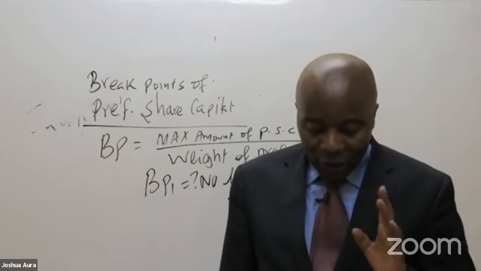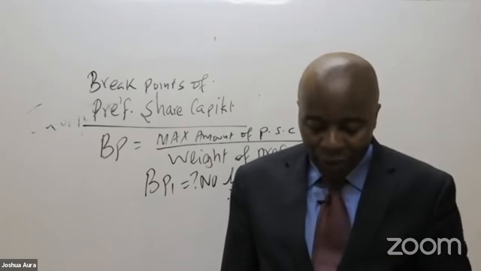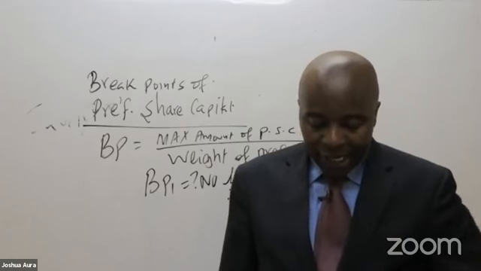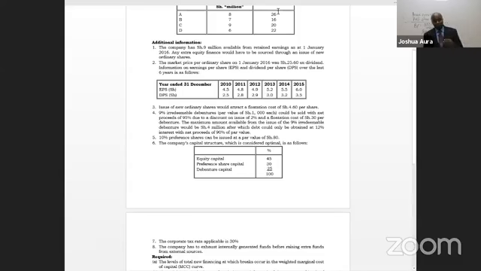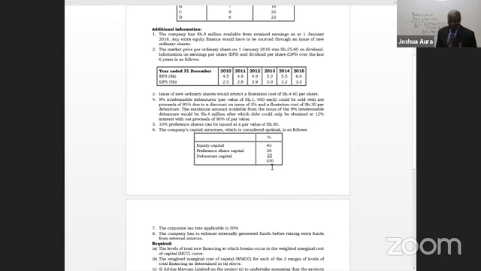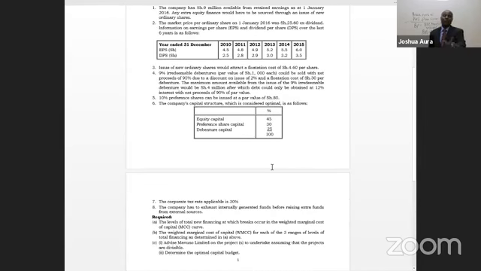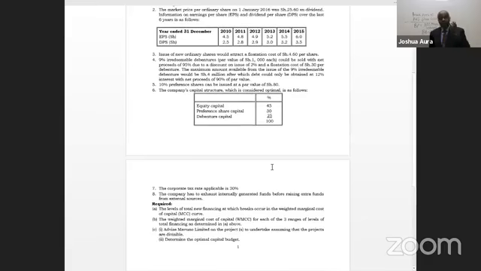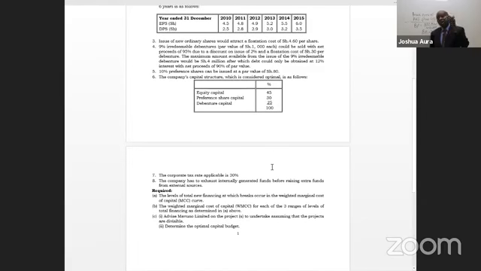Number 1, they wanted us to give them the levels of total new financing at which breaks occur in the weighted marginal cost of capital, MCC curve. Later on, we'll be able to see what this MCC curve is. The most important take-home thing that I would want you to appreciate is how to calculate the breakpoint, which will become even clearer when I go to the second question.